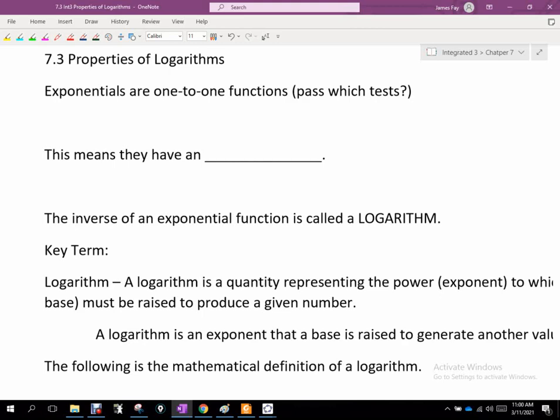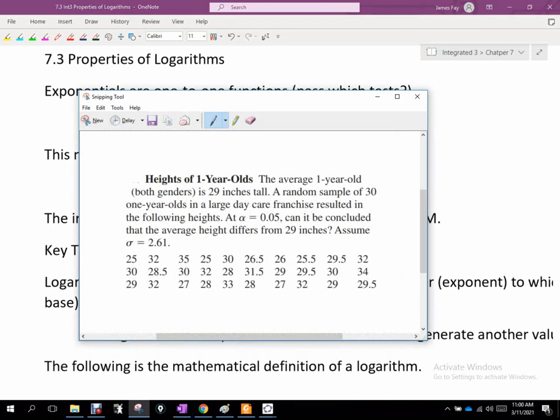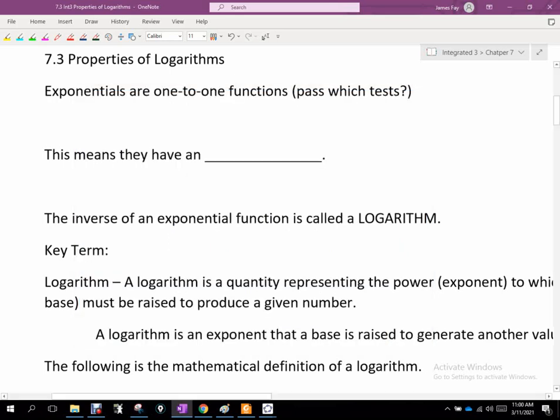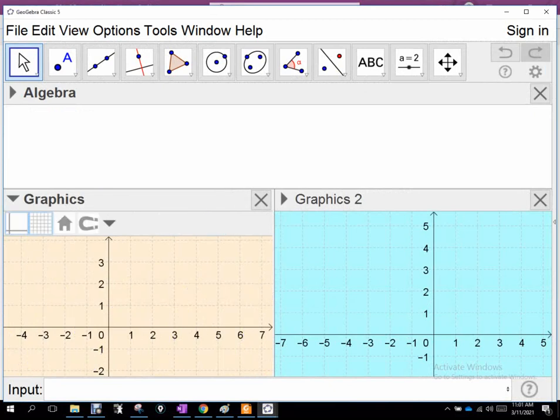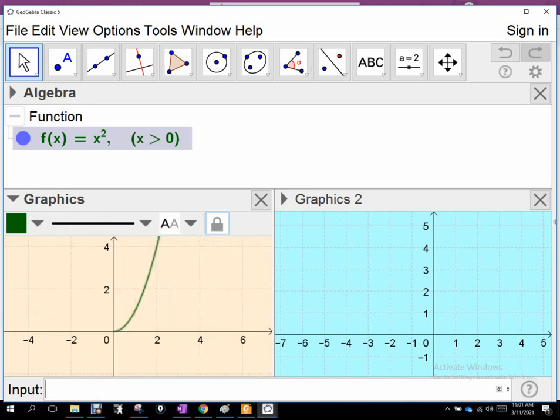Okay? Think about this. My mouse stopped. There you go. Let's say we look at a graph like x squared. And I'm only going to look at part of it. So let's say if x is bigger than 0, then let's look at x squared. So I'm looking at that graph right there.